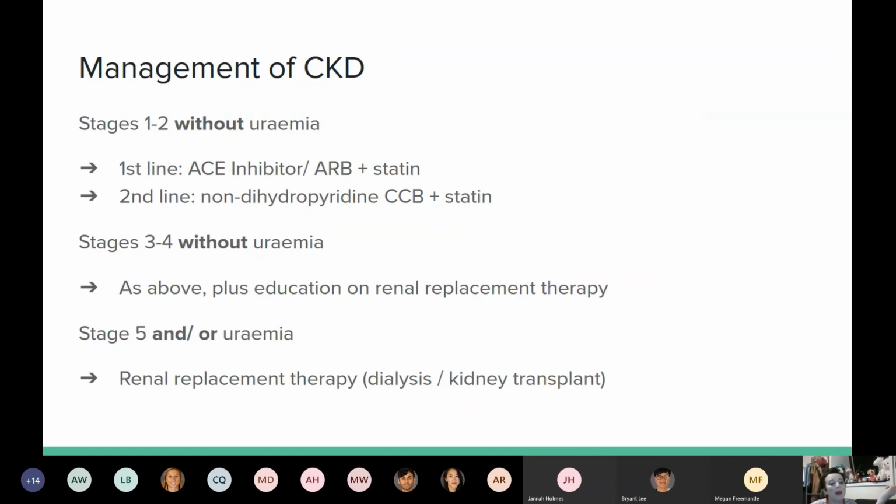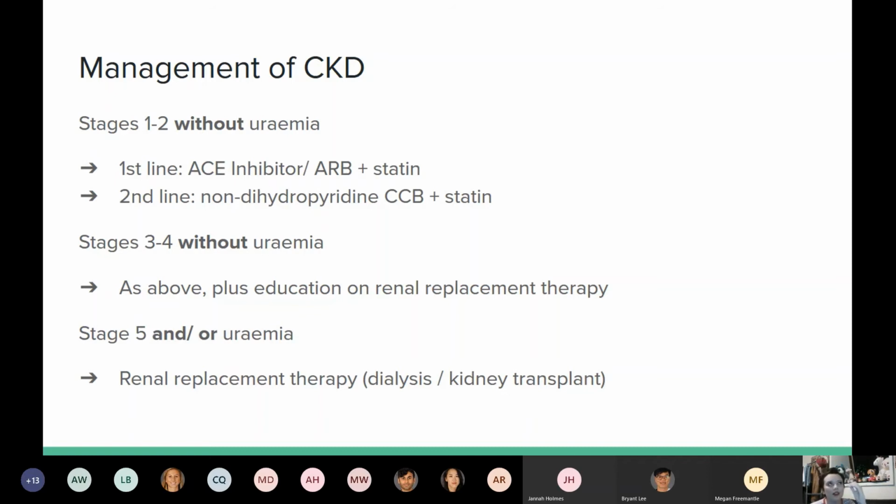So thinking about management of CKD, stages 1 to 2 without uremia. First line is blood pressure control, essentially. So you've got your ACE inhibitors or your angiotensin receptor blockers if ACE inhibitors are not appropriate to the person. And you always add a statin because you want to lower their risk factors as much as possible. Second line would be your calcium channel blockers plus your statins.